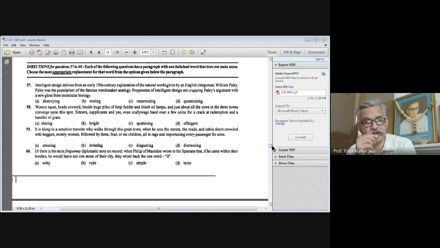Okay, 58. Women squat, heads covered, beside huge piles of limp fodder and blunk oil lamps. So blunk has to be replaced. And just about all the cows in the three towns converge upon this spot. Sinners, supplicants, and yes, even scallywags hand over a few coins for a crack at redemption and a handful of grass.